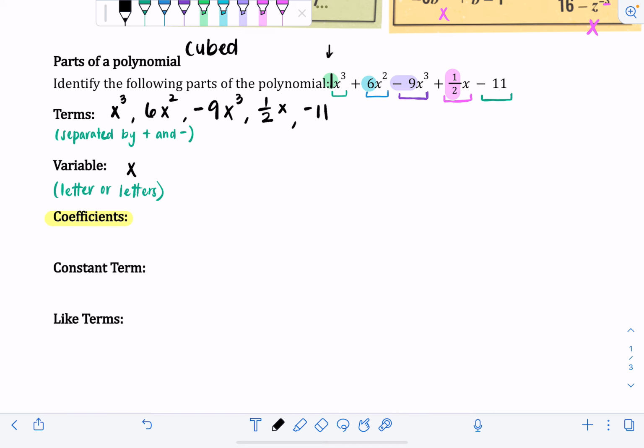And then we'll just list those in order. So first would be 1, then 6, then a negative 9, then a 1/2.